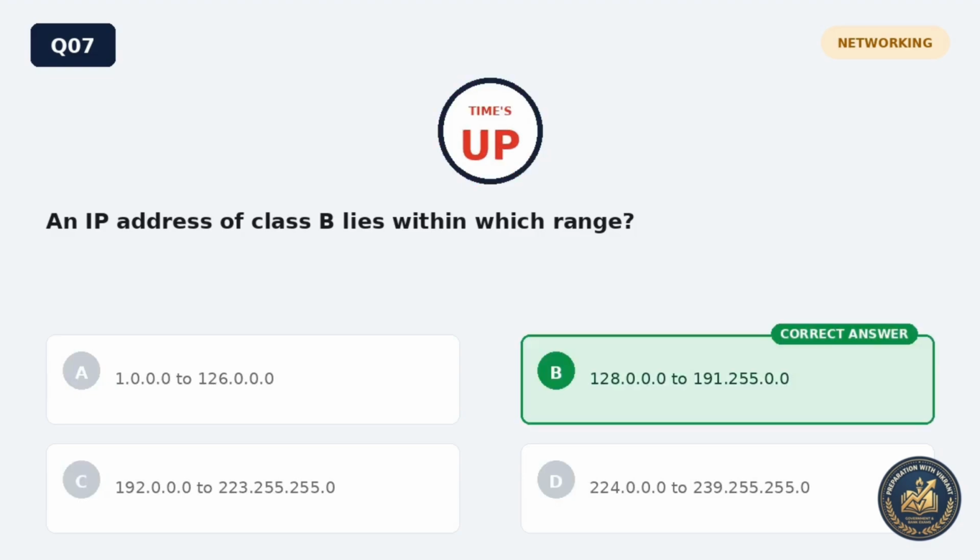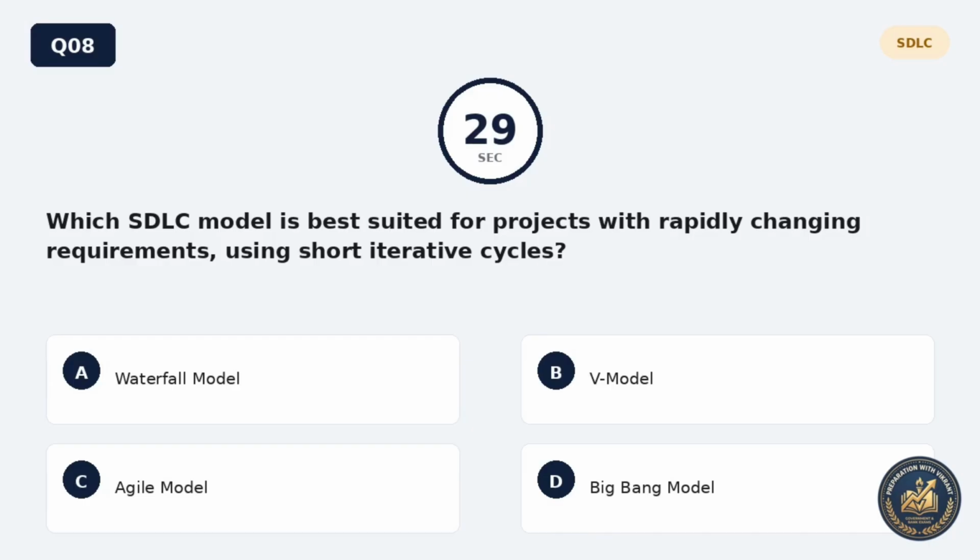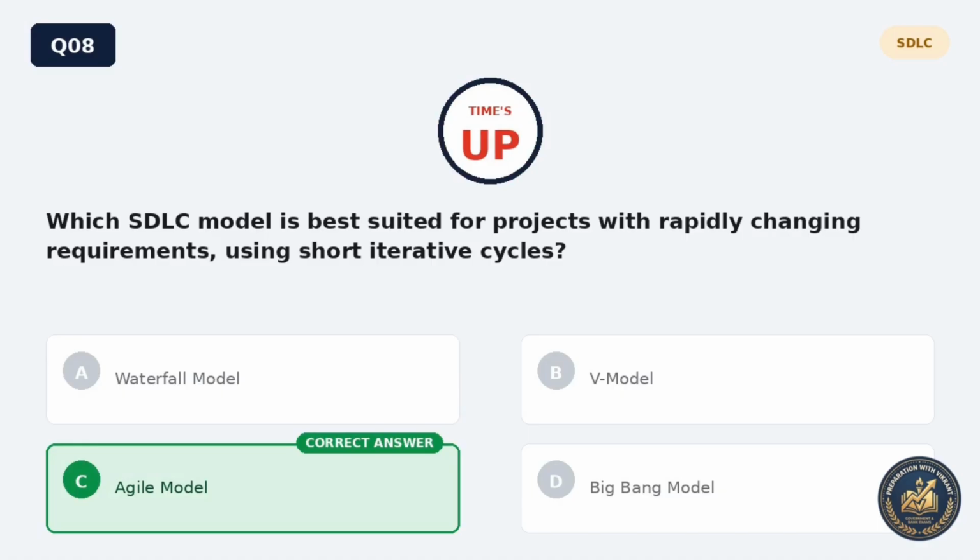Moving to next question. Which SDLC model is best suited for projects with rapidly changing requirements using short iterative cycles? The options are waterfall model, V model, agile model, or Big Bang model. Correct option is agile model.